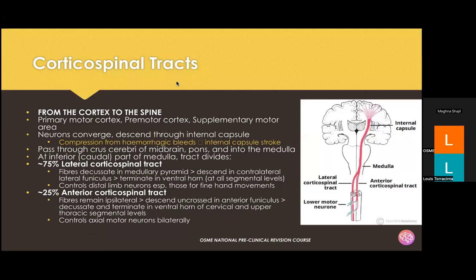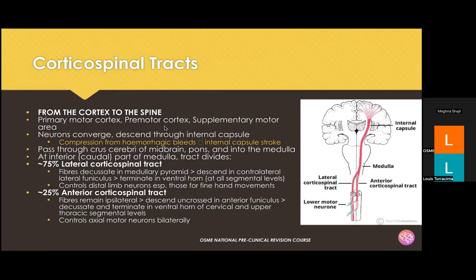Okay, so more on the corticospinal tracts. These are really important to understand. Cortico meaning cortex, so the brain, spinal meaning the spine, so from brain to spine. So these are the primary motor voluntary movement tracts. They run, as we talked about, from the cortex through the internal capsule, through the medulla, they decussate, they go to the lateral side, a small amount will stay anterior. And then they will connect with their respective lower motor neuron.